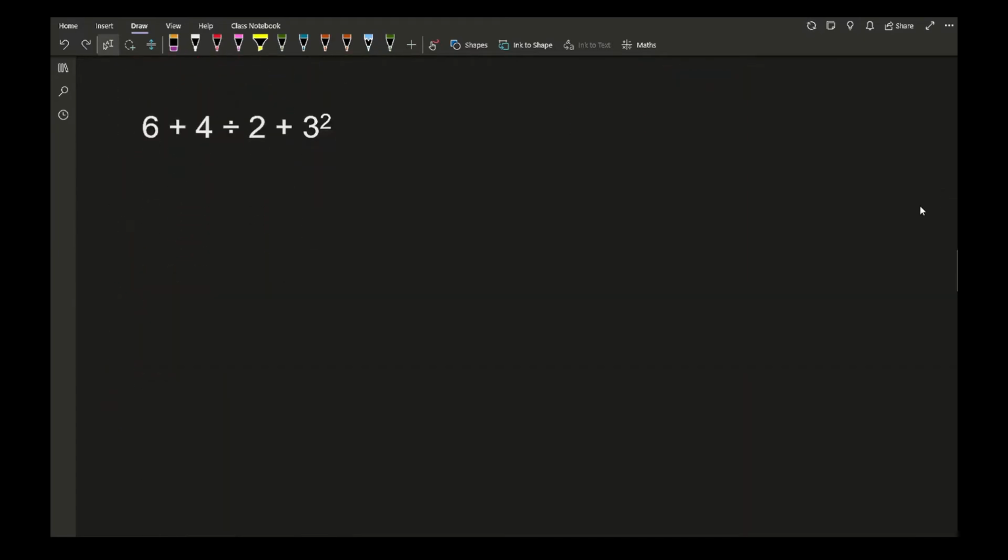So then moving on to another example. So again, I just have my checklist of BIDMAS. So here, do I see any brackets? No. Do I see any powers? Yes. So I work that out. So 3 squared is 9. So I've got 6 plus 4 divided by 2 plus 9.